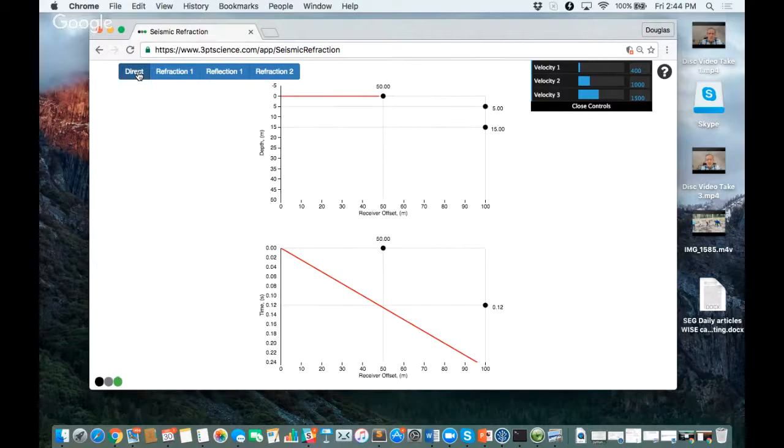So the travel time? Distance is equal to vt. Right. So t is equal to the distance, which was 50, over 400, which is about 0.125, right? Which is what we got. So that's the connection between a point out here and how long it took that particular energy to get there. And this is what it would be for the entire line. Okay, so that is the direct arrival.